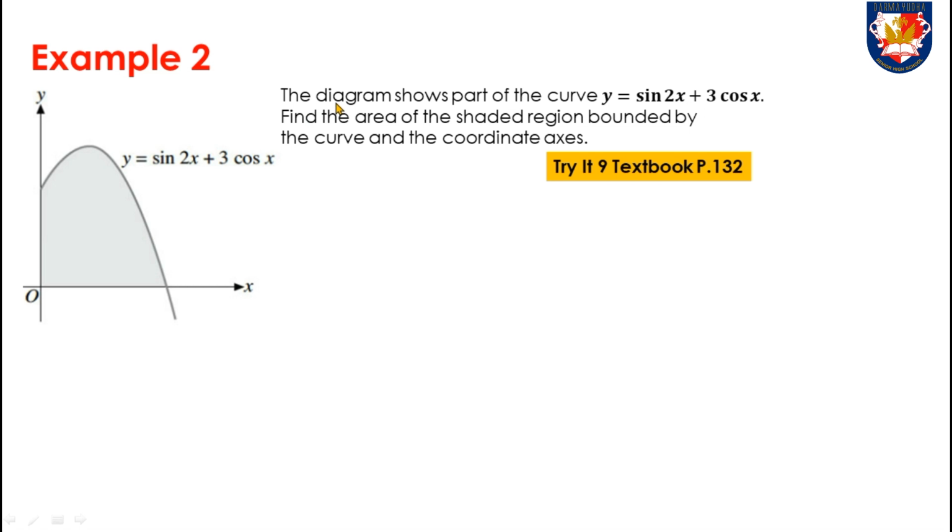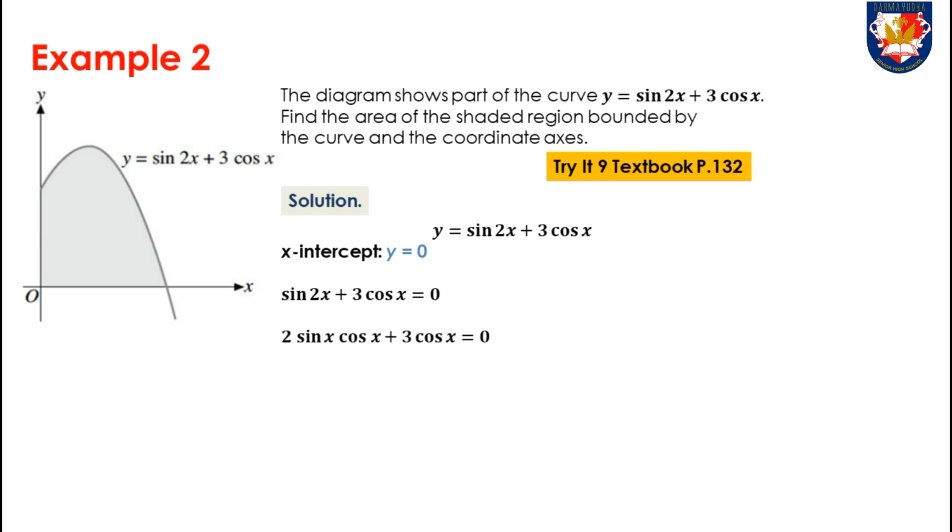Example 2. The diagram shows part of the curve y equals sin 2x plus 3 cos x. Find the area of the shaded region bounded by the curve and the coordinate axis. Solution. We have y equals sin 2x plus 3 cos x. Find the x-intercept when y equals 0. So sin 2x plus 3 cos x equals 0, 2 sin x cos x plus 3 cos x equals 0, and factorizing gives cos x times (2 sin x plus 3) equals 0.